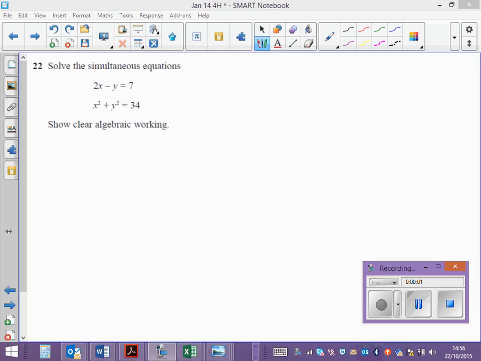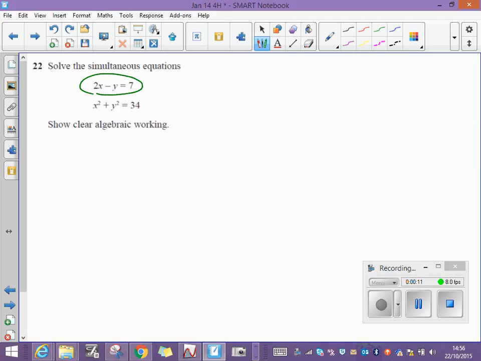Okay, here we have some simultaneous equations. The only way that we can solve simultaneous equations where one of them is not linear is to substitute the linear one, that's this one, into the other one. Now, the only way that we can do that is to rearrange the first one to make y the subject.